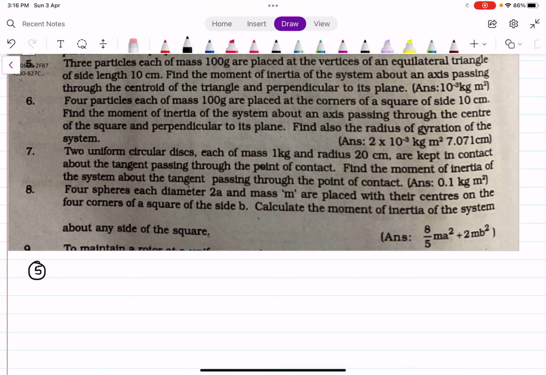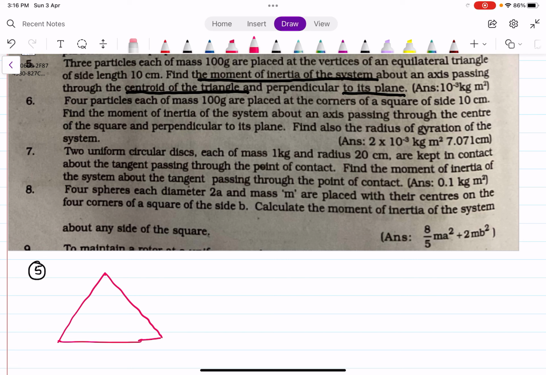Now I'm going to discuss the fifth problem. Three particles, each of mass 100 grams, are placed at the vertices of an equilateral triangle of side length 10 centimeters. Find the moment of inertia of the system about an axis passing through the centroid of the triangle and perpendicular to its plane. Okay, now I'm going to draw a diagram here like this.